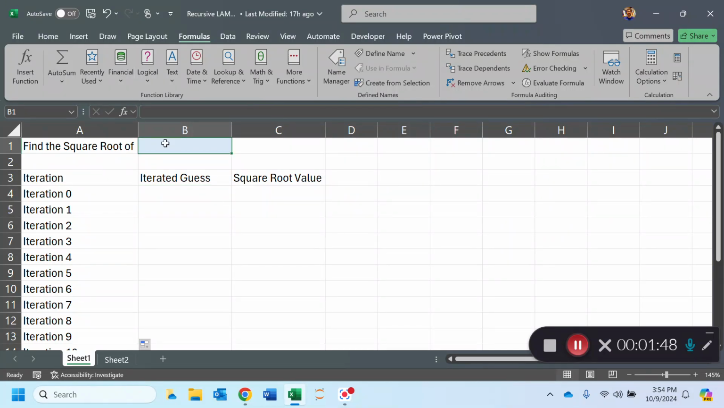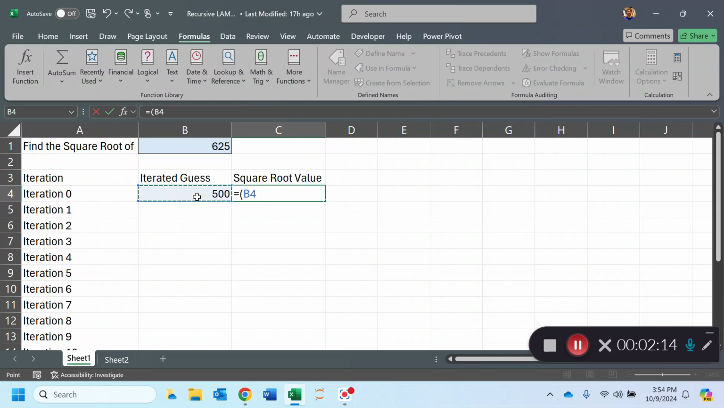So let's do that. I'm going to try to find the square root of 625, and I'm going to be just making a guess first, and my guess is going to be, let's say I'm dumb enough to think that the square root of 625 is 500. Okay, now what we want to do here is that the first step of the algorithm is grabbing this initial guess, and then we will add the value that we are trying to find the square root of, and we will then divide that value by our initial guess, and we'll divide this whole thing by 2.